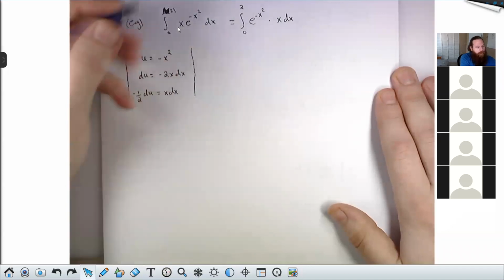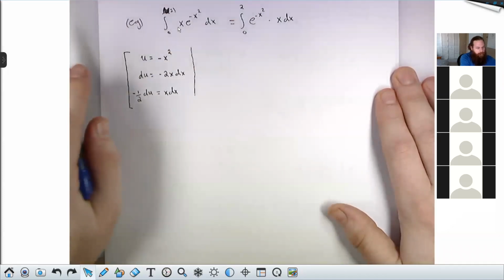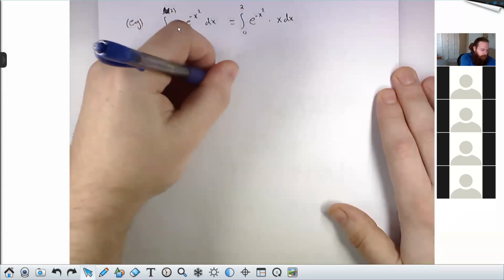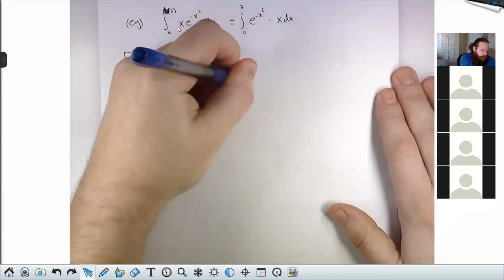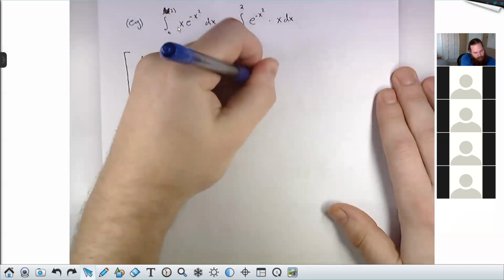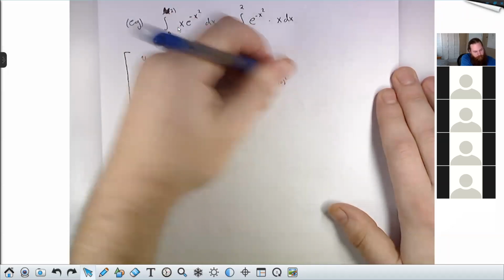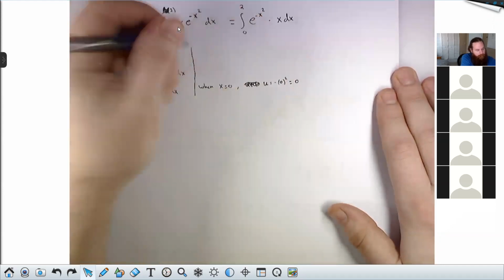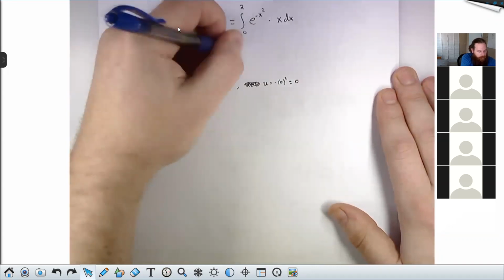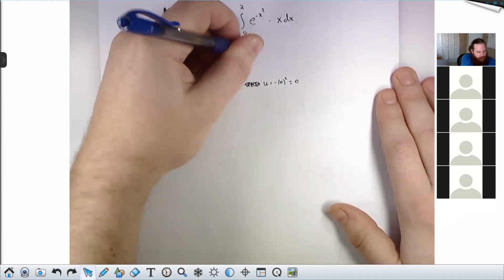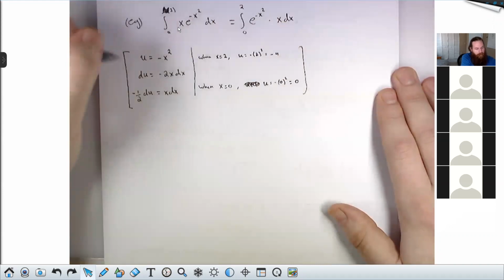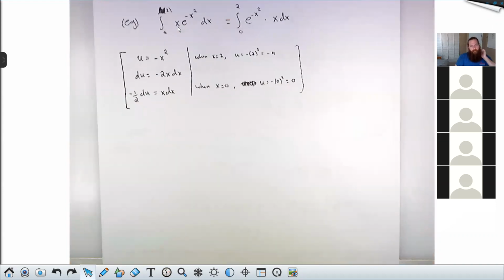Also, I need to change my bounds because this is a definite integral. So when x is equal to 0, u is equal to negative 0 squared, which is still 0. And when x is equal to 2, u is equal to negative 2 squared, which is negative 4. So this is all the stuff I need for my substitution.